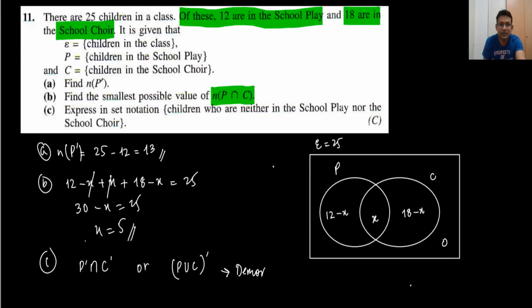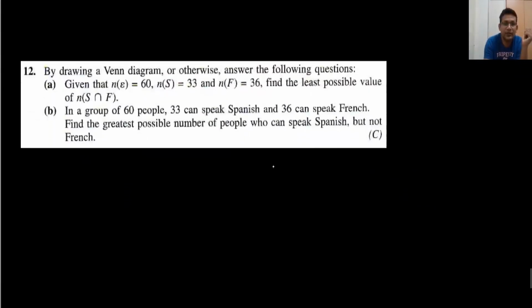This is De Morgan's law. Normally we use this in our country, not internationally. We do not use this word actually. But okay, so next is question number 12.